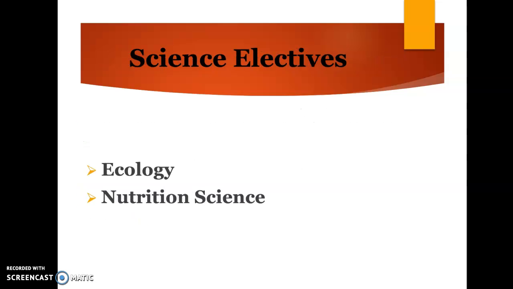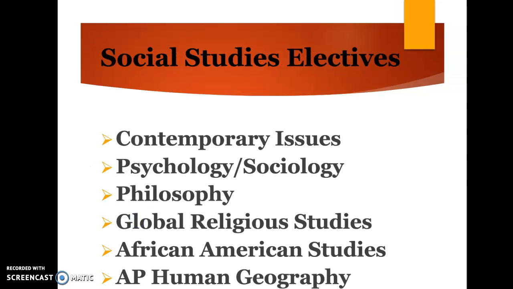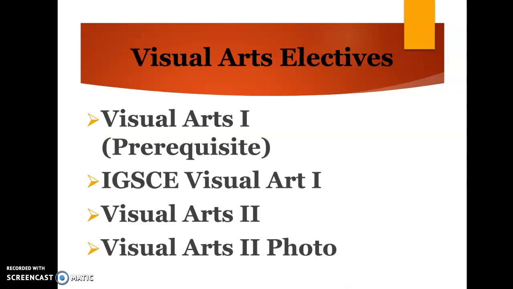Science electives. You may choose either Ecology or Nutritional Science. Social Studies electives. There's Contemporary Issues, Psychology, Sociology, Philosophy, Global Religious Studies, African American Studies, and our new AP Human Geography elective. In the Visual Arts electives category, we said that Visual Arts 1 was a prerequisite to the other art classes. You could select after that IGSE Visual Arts 1, Visual Arts 2, or Visual Arts 2 Photo.